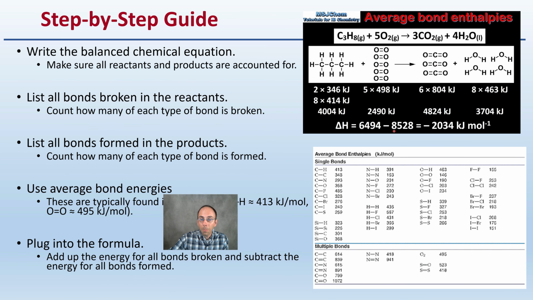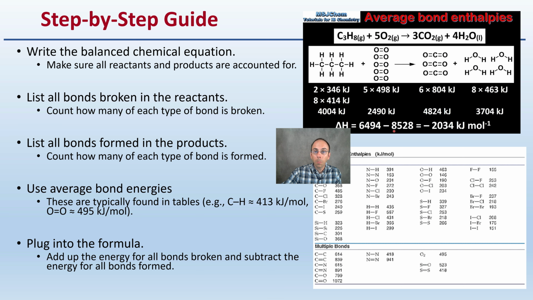So here's a general step-by-step guide. I give you a lot of numbers over here on this side, but you want to start with writing a balanced chemical equation when you're going through and going to figure this out. Make sure all the reactants and products are accounted for on both sides of the equation. I want to make sure you have a full, complete, and accurate equation that is also balanced.